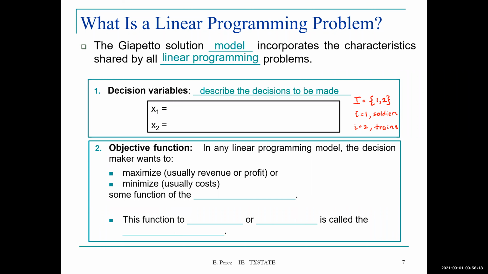So let's define those decision variables. X1 is the number of soldiers produced each week. And X2 is the number of trains produced each week.